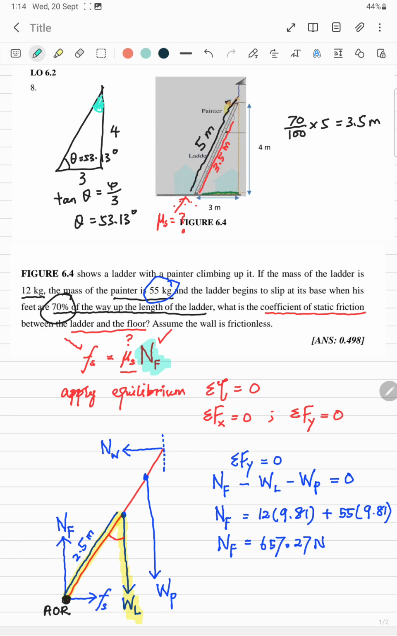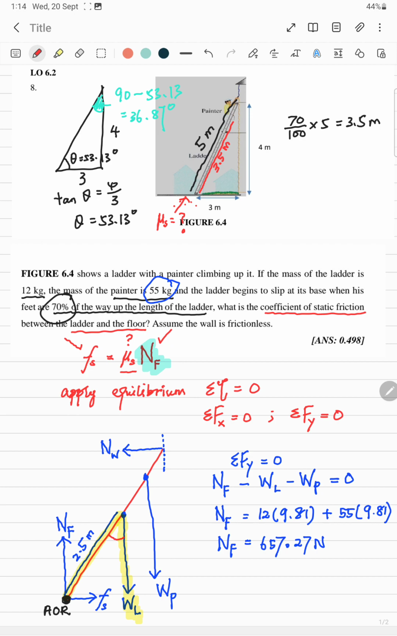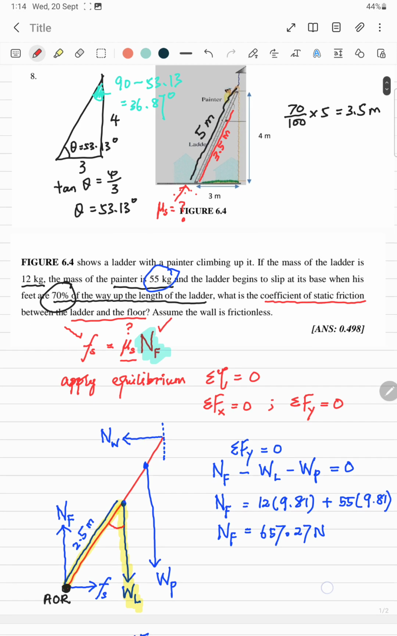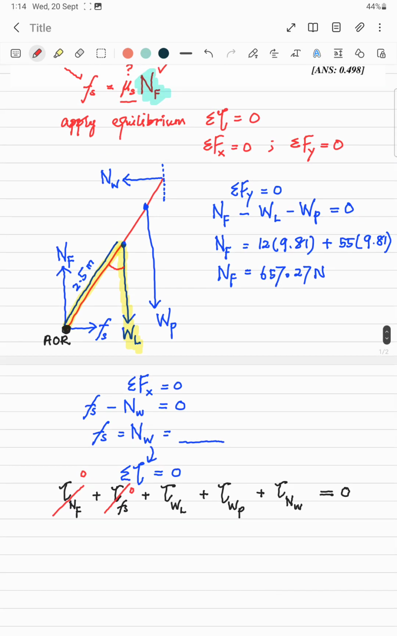So how about this one, the angle with the vertical? The angle with the vertical will become 90 minus 53.13, so it will be around 36.87. Okay, so we have got the angle between the vertical line, 36.87. So I can calculate the torque first here. This one will be 36.87.